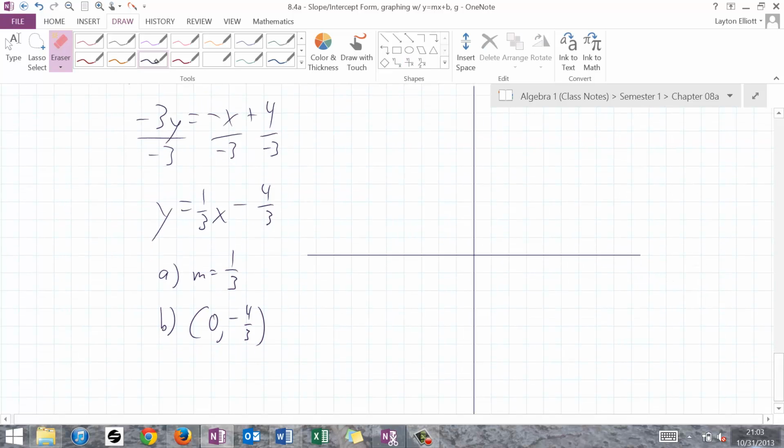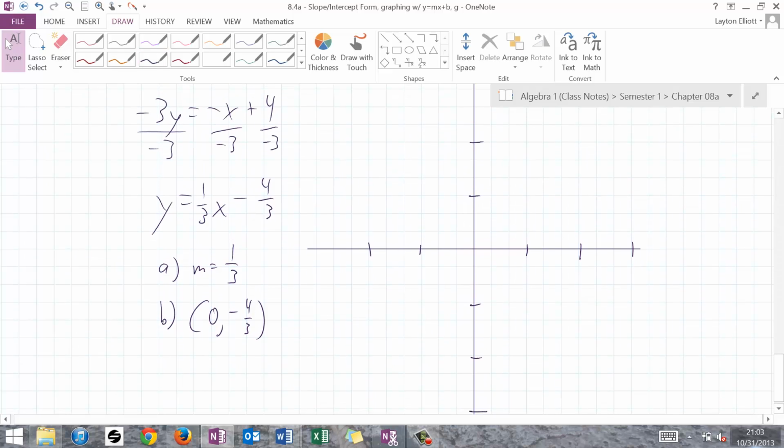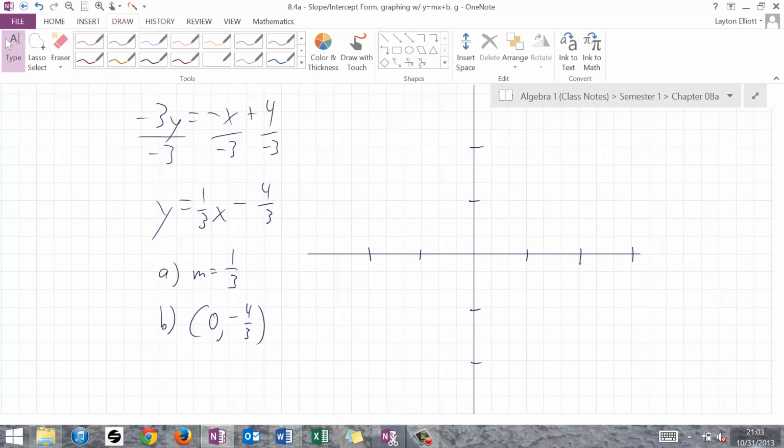How many of you have done that before? I'm going to make it so that all these little tick marks here are actually 1, and this is 2, and this is 3. So we're blowing this up and making the whole thing bigger. And I'm rescaling my x's the same way as I'm rescaling my y's. So if I want to plot 0, -4/3, well, this is 1/3, 2/3, 3/3, 4/3. It goes right here.